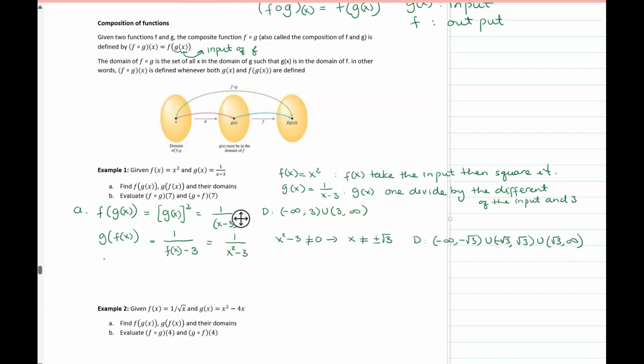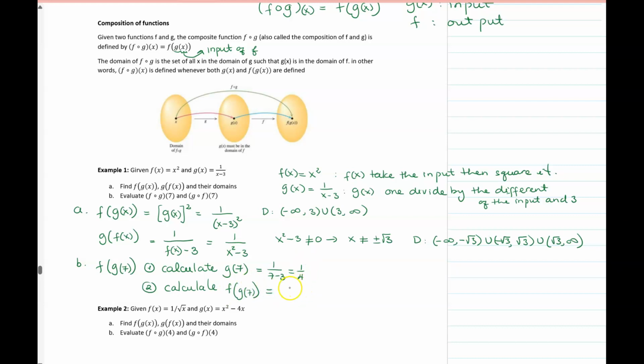So let's calculate f of g of 7. First step, we calculate g of 7. g of 7 equals 1 over 7 minus 3, that is 1/4. The second step is to calculate f of g of 7. Well, we know that g of 7 equals 1/4, so here is f of 1/4. f of 1/4 equals 1/4 squared, that is 1/16.